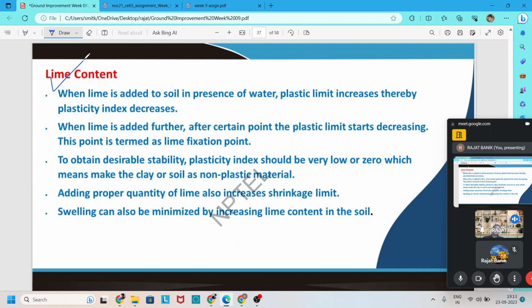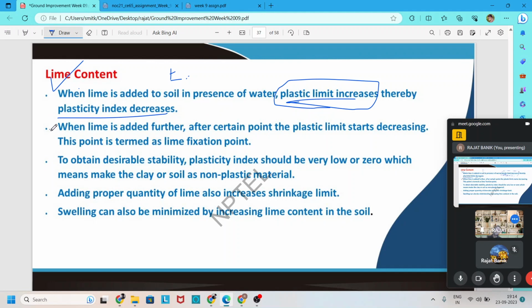So it is said that when lime is added to the soil in presence of water, the plastic limit increases, thereby the plasticity index decreases. When lime is added further, after a certain point, the plastic limit starts decreasing. This point is termed lime fixation. So applying lime, the plastic limit increases first. We know the plasticity index is equal to the liquid limit minus plastic limit. So the plastic limit increases, and by this way, the plasticity index decreases.